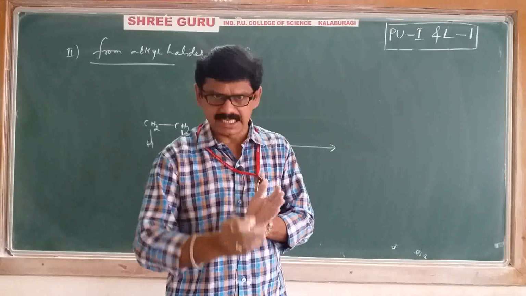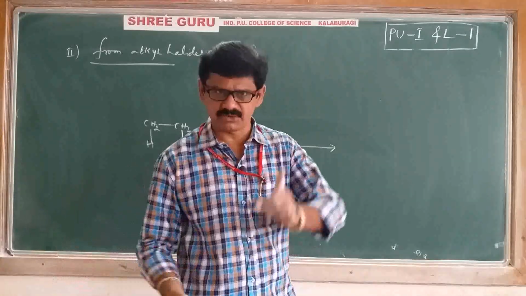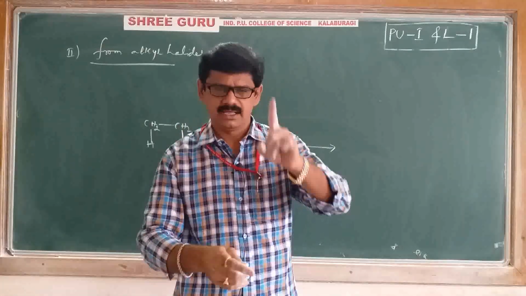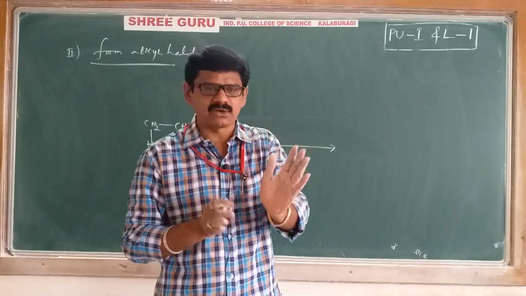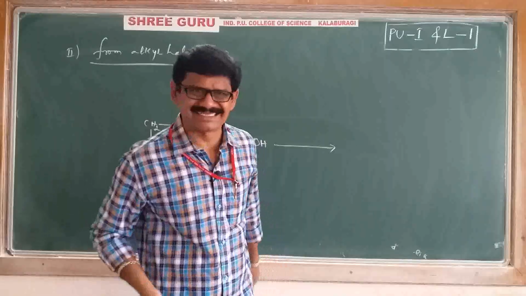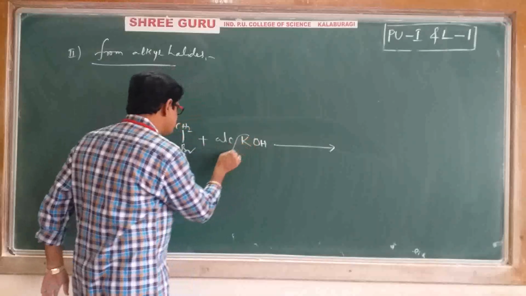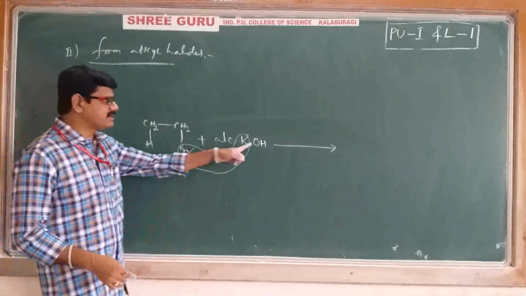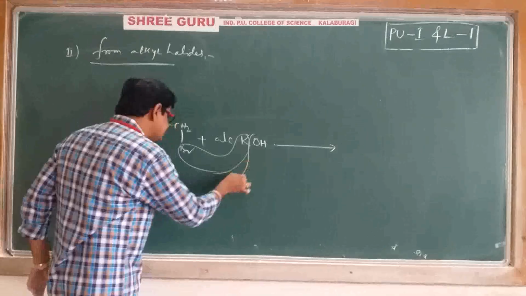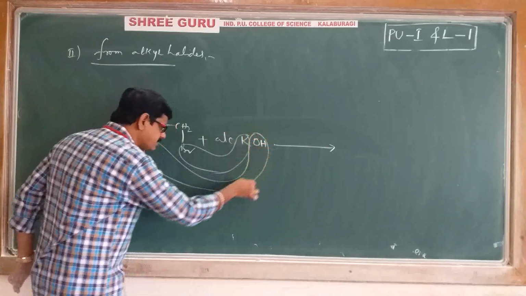Dehydrohalogenation means one hydrogen and one halogen will be eliminated. How are hydrogen and halogen eliminated? Let's see now. Potassium is removing bromine, and the OH is removing hydrogen.